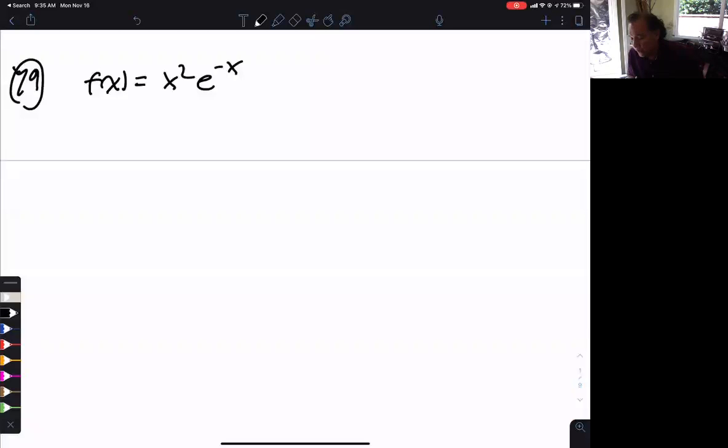This is section 4.2, number 79. They want us to use a second derivative test to determine if this function has relative maxes and relative mins. So what is a second derivative test?